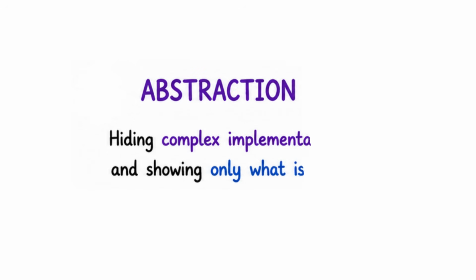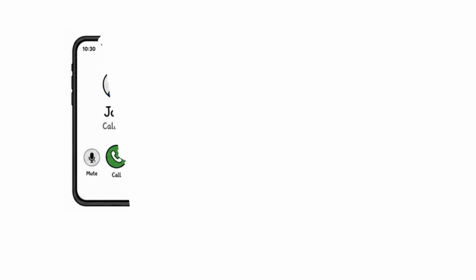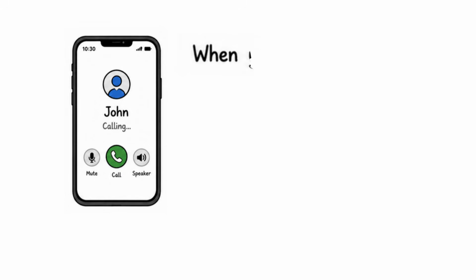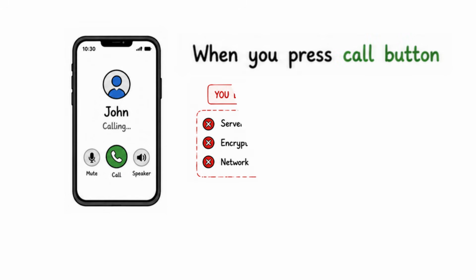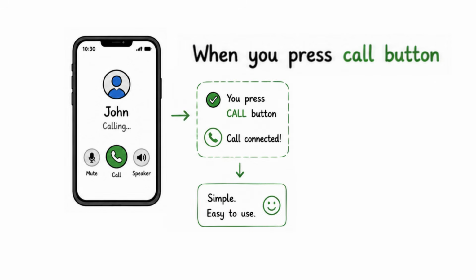The next concept is abstraction. Abstraction means hiding complex implementation details and showing only what is necessary. So think about your phone. When you press a call button, you don't see server communication, you don't see encryption, network handling, everything is hidden. You just press the button and the call happens. This is what abstraction is.